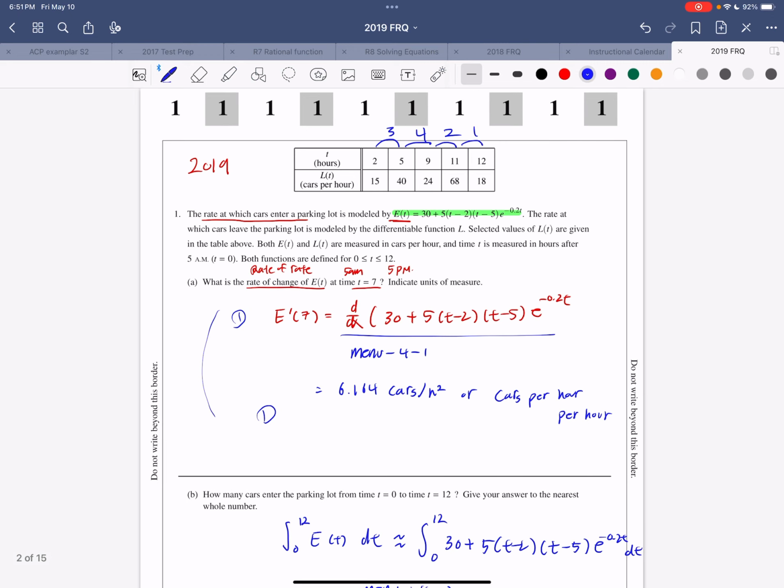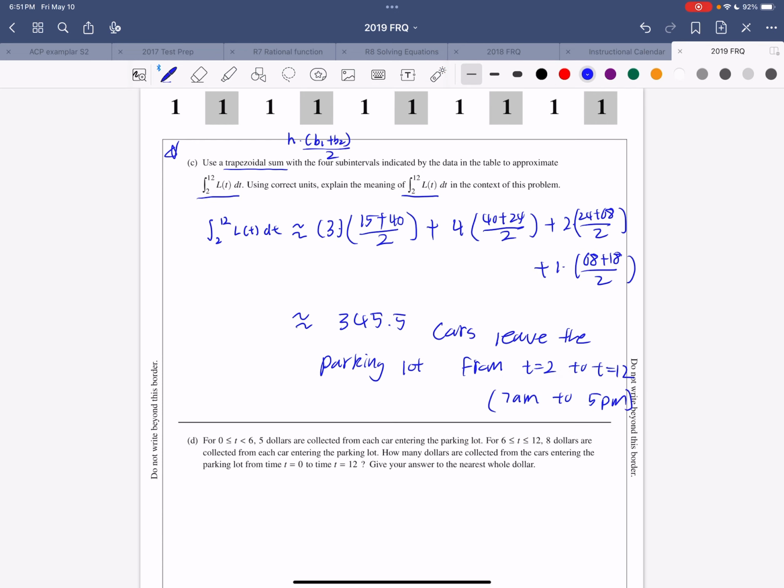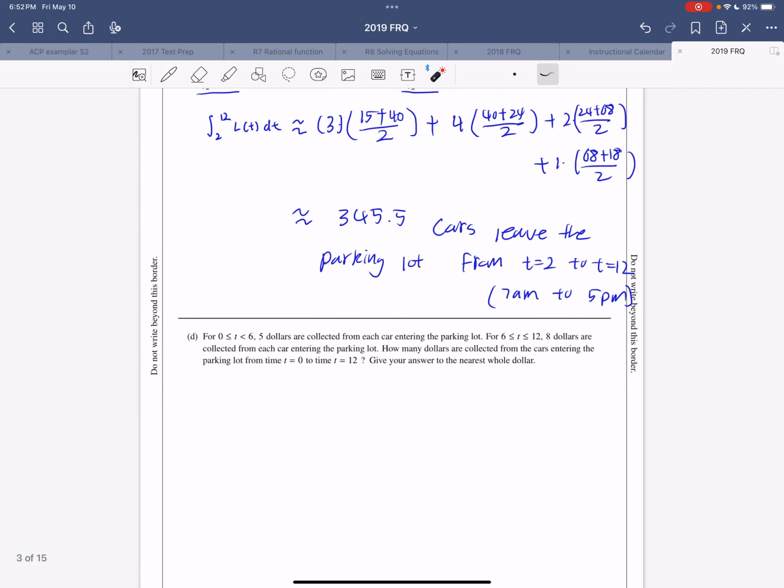Or you can say t equals 0 is 5 a.m., so you can say 7 a.m. to 5 p.m. If I were you, I would write this and then this, just in case, because you do not want to lose points because of laziness. That's about it for this portion. Just make sure you find out the units carefully. Just use cars leave.